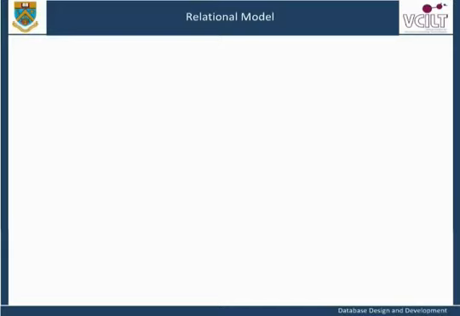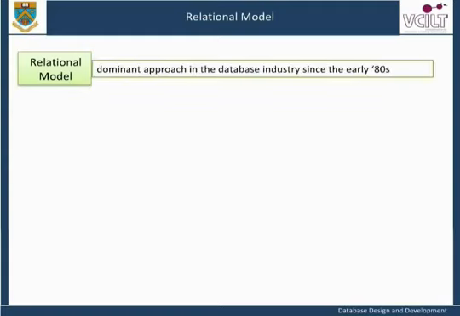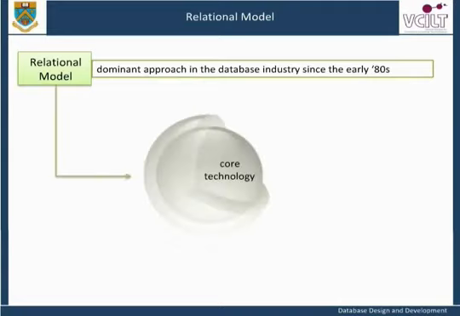A particular model of database systems, known as the relational model, has been the dominant approach in the database industry since the early 80s. There are now important rivals and extensions to the relational model, which will be examined in later units, but the relational model remains the core technology on which the database industry worldwide is based, and for this reason, this model will be central to the entire module.